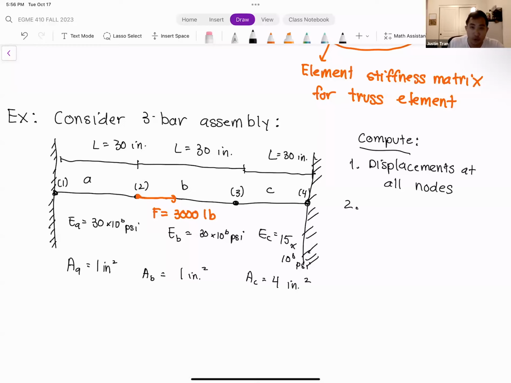The next thing we're going to compute, which we didn't do for the springs, is the reaction forces at the end nodes. Okay.